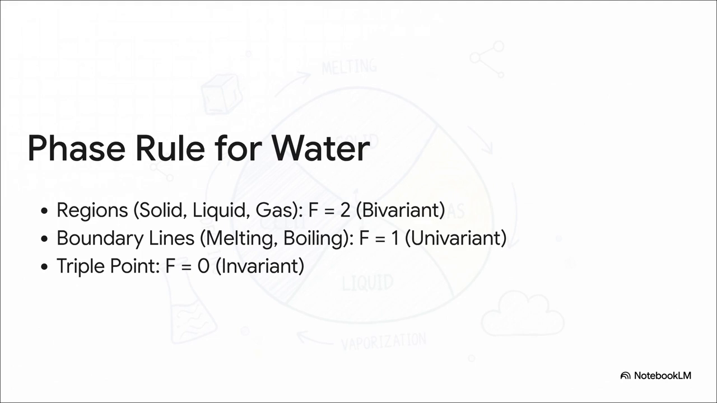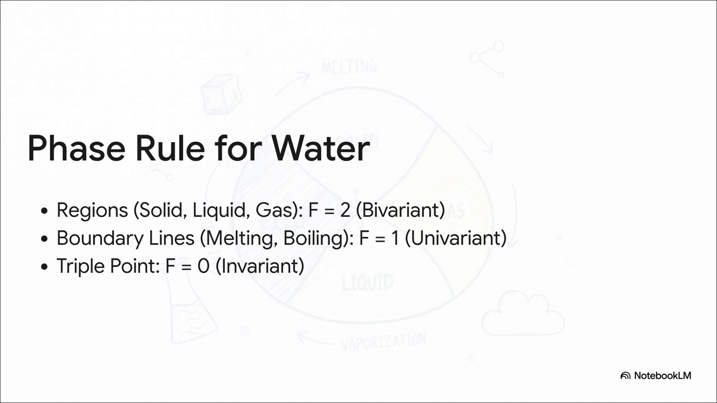Now let's apply our phase rule here. Water is one component, so C equals 1. In the wide-open regions, pure solid, pure liquid, or pure gas, we only have one phase. So 1 minus 1 plus 2 equals 2 degrees of freedom. This is a bivariant system. You can change both pressure and temperature independently, and it stays in that phase.